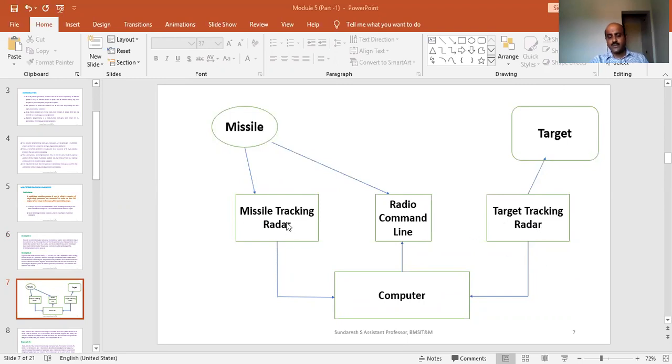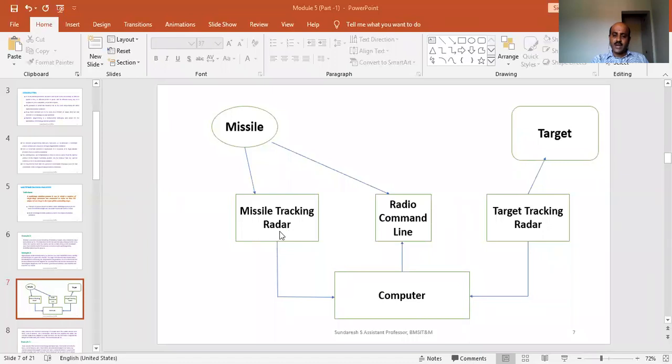The main function of the missile tracking radar is to track where the missile is when it has been launched, in what direction it is moving, and what the speed of the missile is. That has to be taken care of. The target tracking radar will identify the actions and movement of the target as it starts attempting to avoid being hit. So what actions is the target taking? That signal will be sent to the computer.